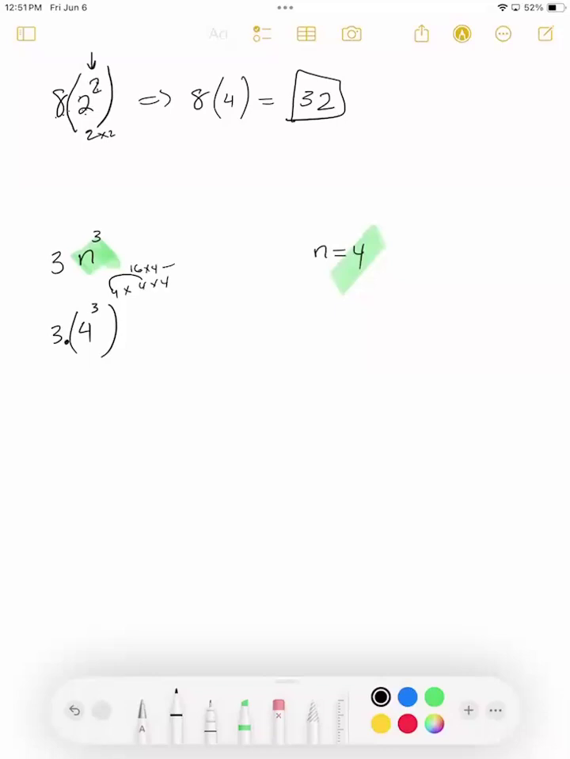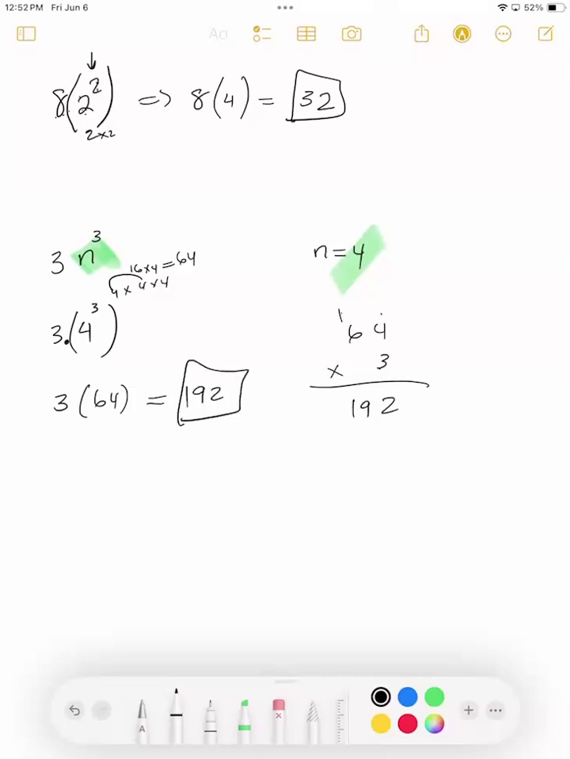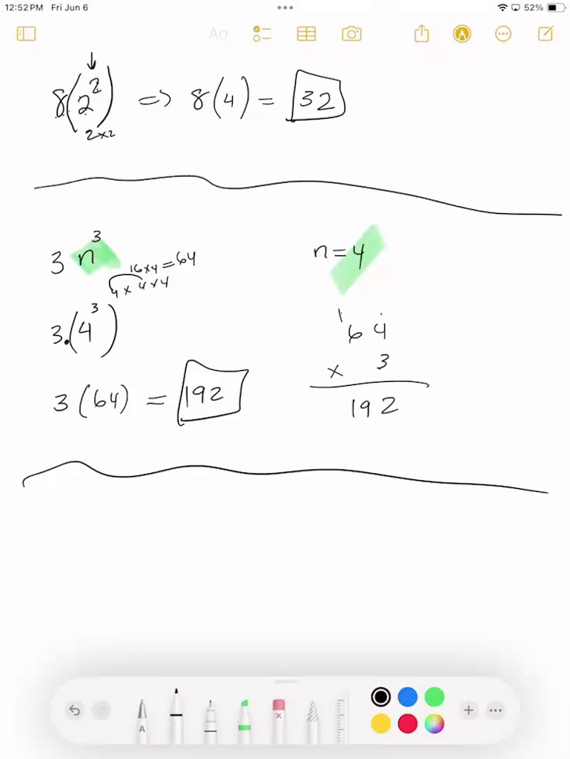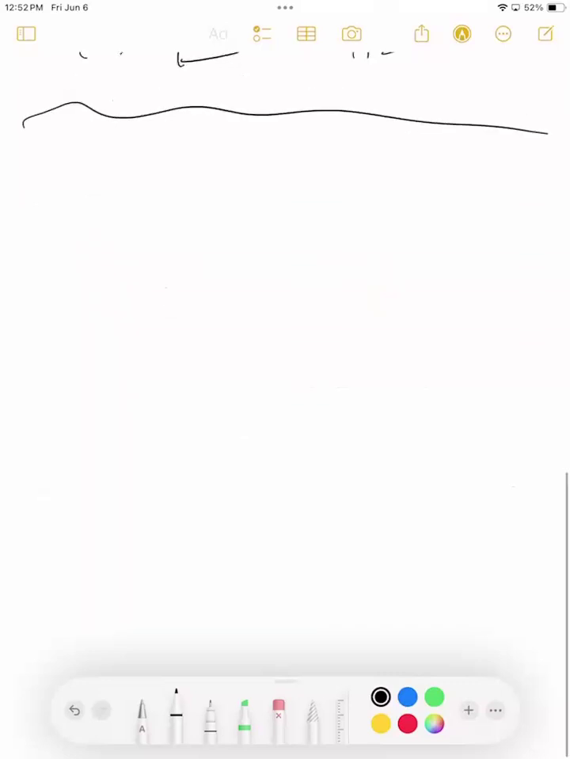16 times 4 is 64. So I get 3 times 64. Now I have to multiply. 64 times 3. 3 times 4 is 12. 3 times 6 is 18, and 1 is 19. So the answer is 192. Please do not use your calculator when you're doing these problems.